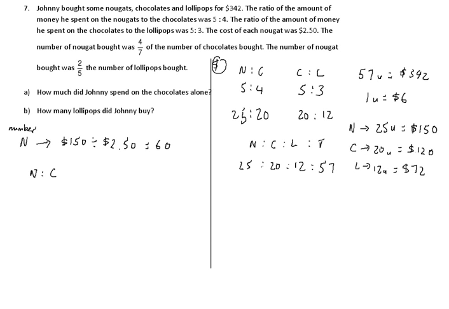4:7. Now, the next sentence, the number of nougat bought was 2/5. So, nougat to lollipops is 2:5, right? But what is the common thing here? Nougat, right? But we have 4 units, we have 2 units. So, what should we do next? Call it out.